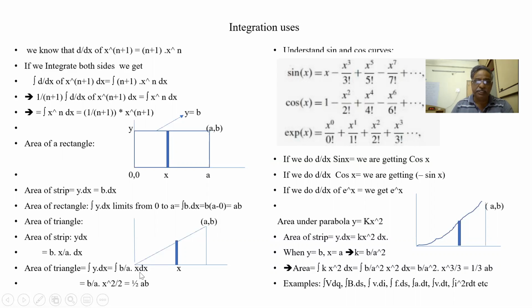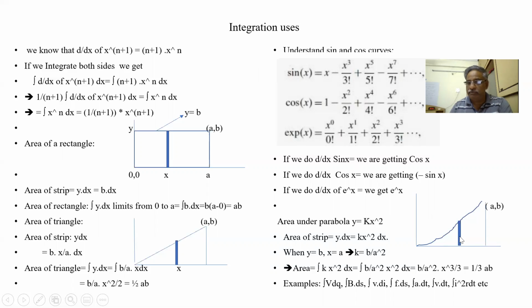So what is integration of x dx? x square by 2. When I substitute a in place of x, this is a square by 2, it becomes half ab. So the area of a triangle is half base into height. This also we get from integration. Let us see a quadrant here, a parabola. So y is kx square. When y is b, x is a. When I substitute there, I am getting k is b by a square.